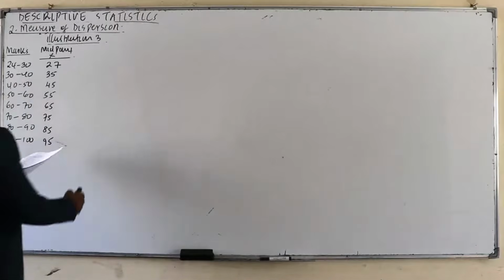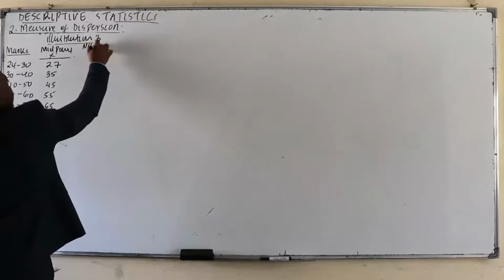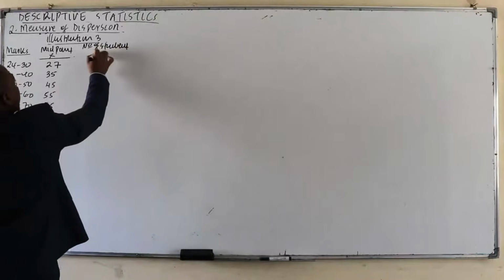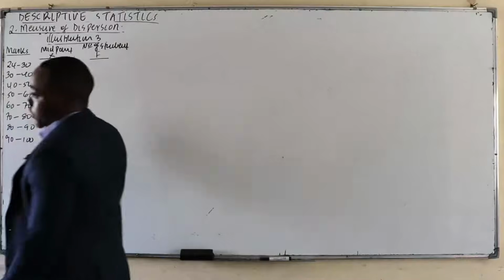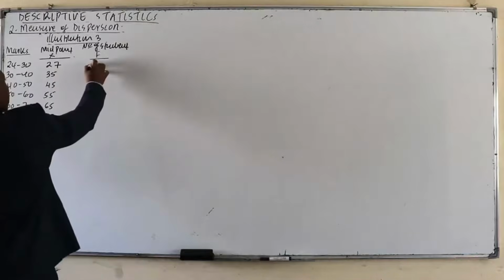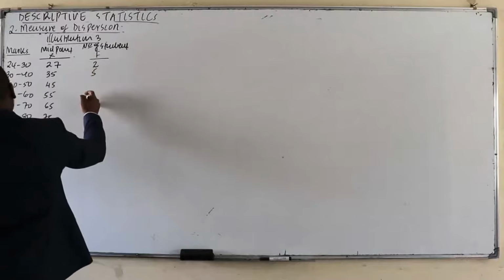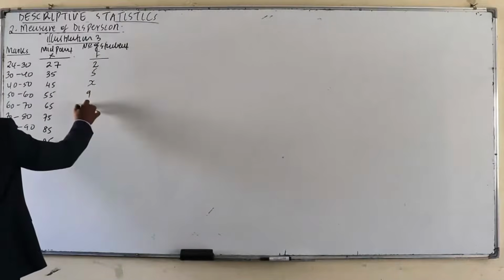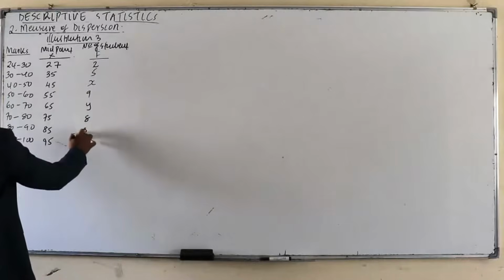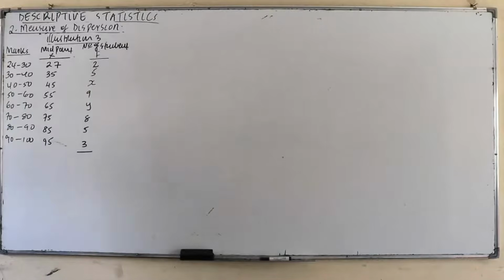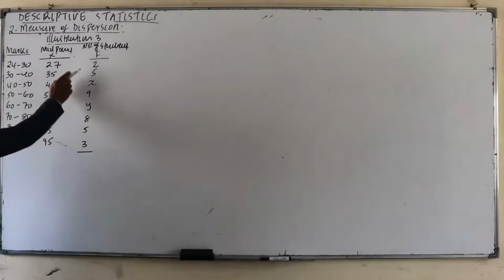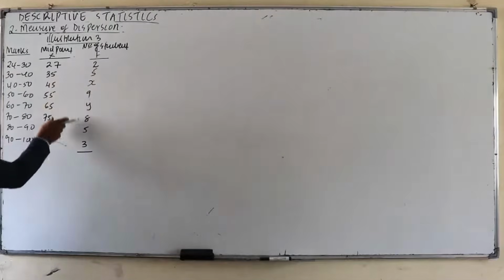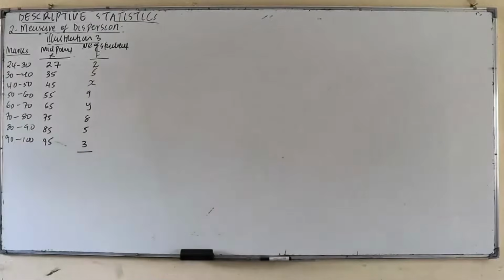Then we have the number of students. That's our frequency. That will be our F. Those who scored an average of 27 were 2 students, then 5 students. This was unknown, that's our X. Then 9, unknown Y, 8, 5, 3. But you know the total is how much? Remember, 50. Okay, can you add this? 2 plus 5 plus 9 plus 8 plus 5 plus 3. How much is that?